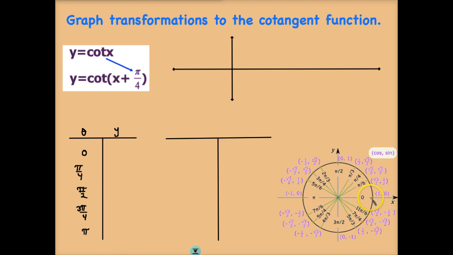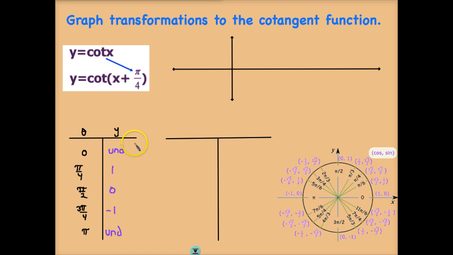Well, at 0, cotangent is now x over y, or cosine over sine. 1 over 0 is going to be our undefined. Pi over 4, notice right here, is 1: root 2 over 2 divided by root 2 over 2. Then at pi over 2, x over y gives us 0. At 3 pi over 4, you can predict we have the same values as we did at pi over 4, except one value is negative, so we have negative 1. And then we have undefined back here at pi.